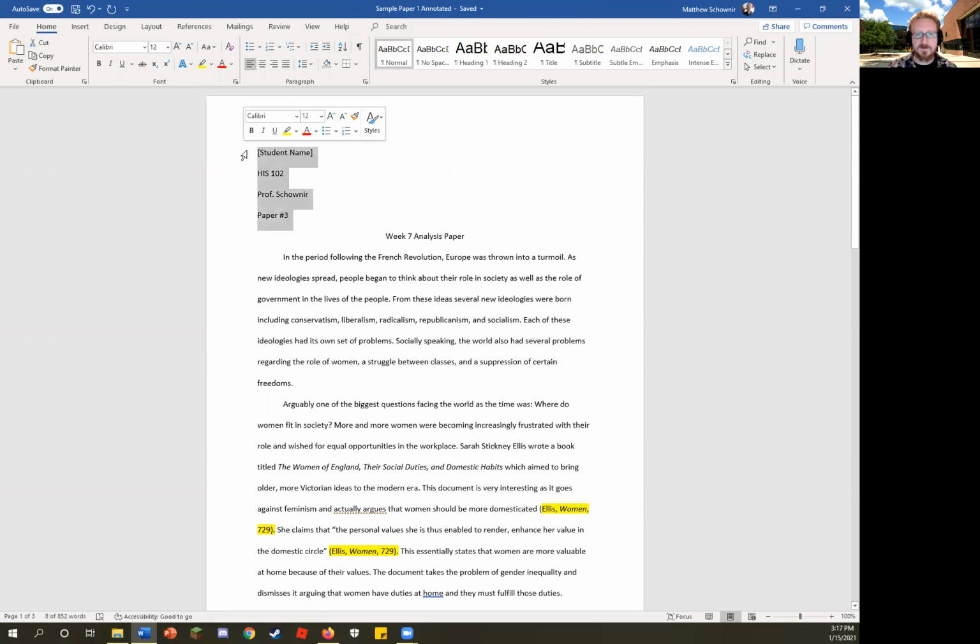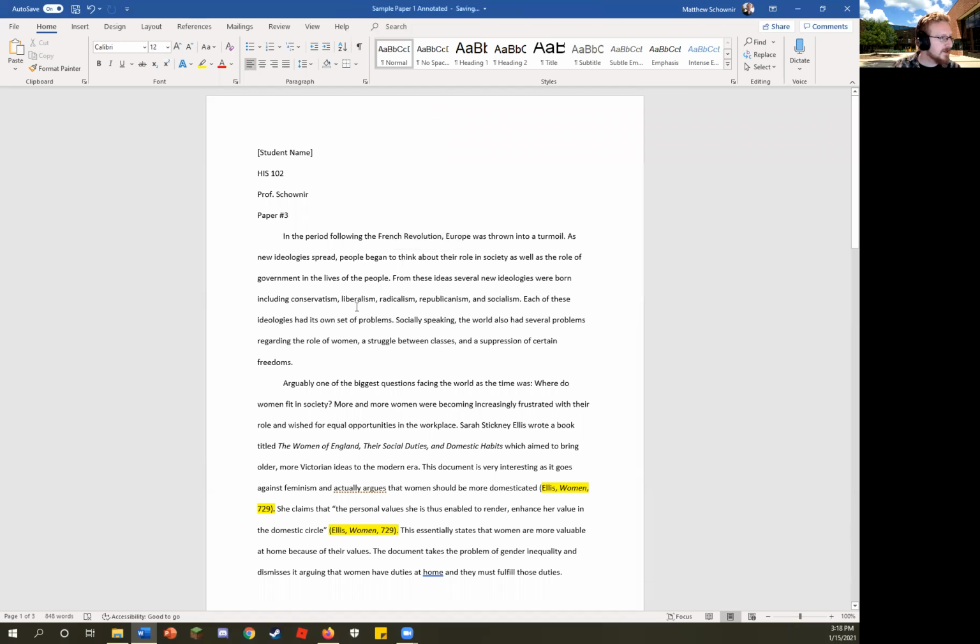Here up at the top left, I took the name out to keep the student anonymous, but here's where you would have your name. In this particular assignment, it was History 102, the instructor of the paper. This ends up being paper number 3. They also said week 7 analysis paper down here. Just one or the other is fine, right? And in fact, this is totally not necessary. We could just take that out. So they're writing about the French Revolution in this first part. And here they have a good introductory paragraph.